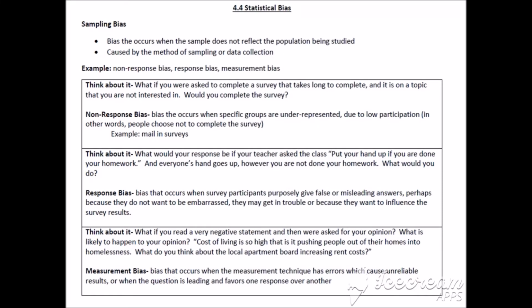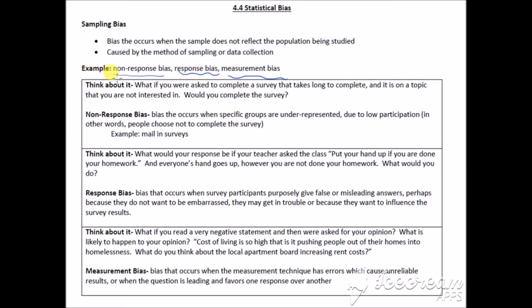4.4 statistical bias. Okay, we're going to go over a couple definitions. So sampling bias. This is when a bias occurs that does not reflect the population being studied. This is caused by a method of sampling or data collection. Okay, so when we collect data, we need to make sure that the smaller group of people who we collect data from, usually we don't collect it from the entire population, but they are representative. Okay, the examples that we're going to go over are non-response bias, response bias, and then measurement bias.